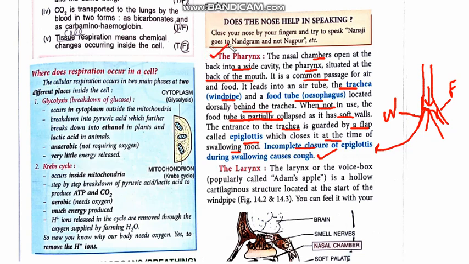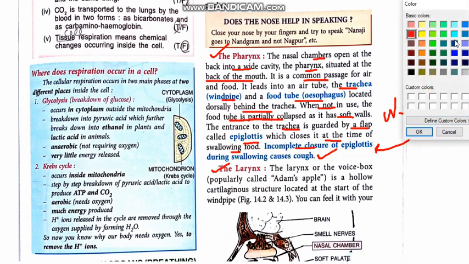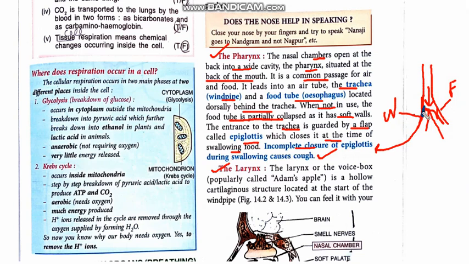Now after the pharynx comes the larynx, present right over here. Let me draw it with another color. This one here is your larynx, or the voice box. It has the Adam's apple, which we can see in boys. We can touch the neck and feel the Adam's apple coming up while speaking. It is a hollow cartilaginous structure.